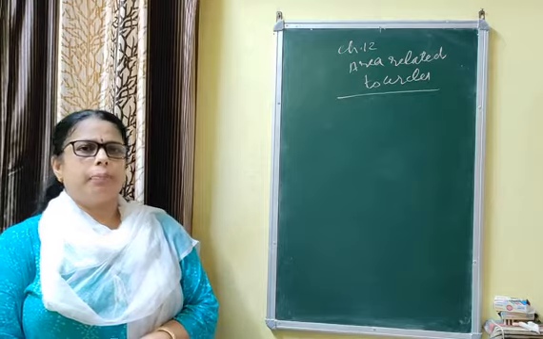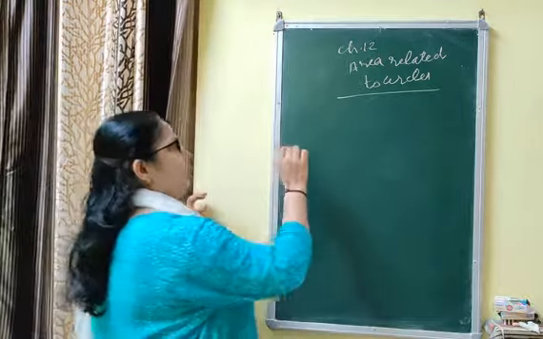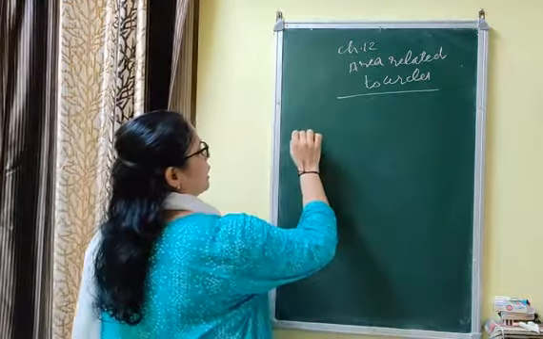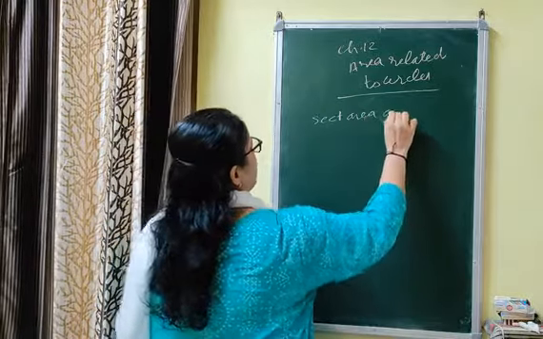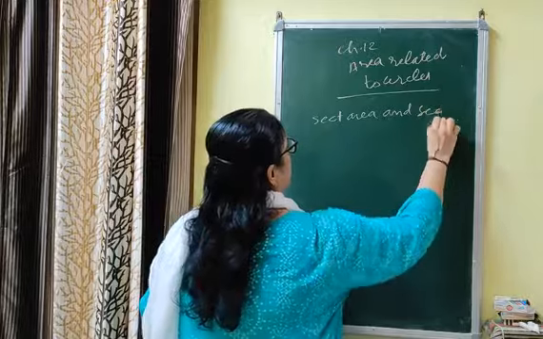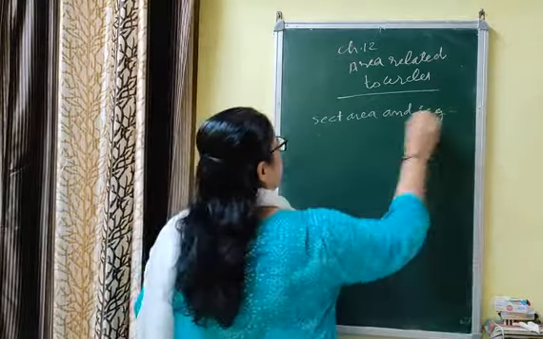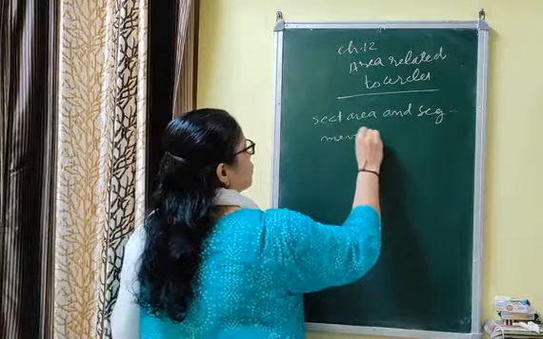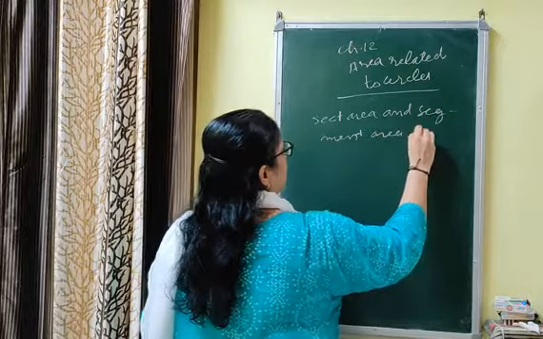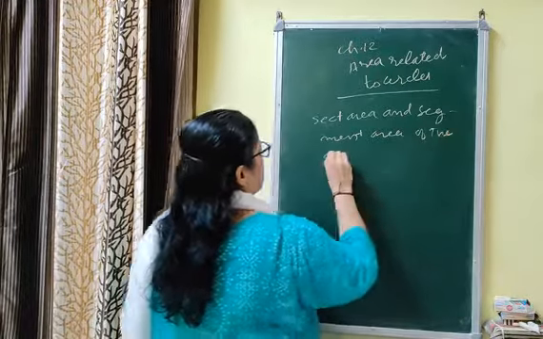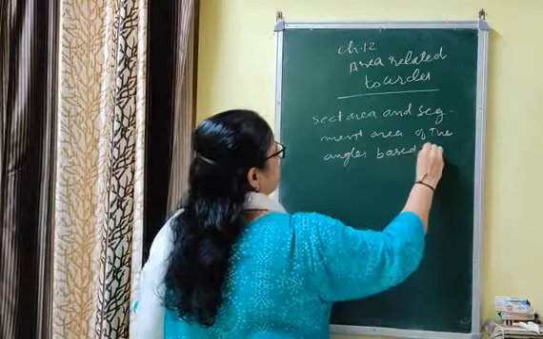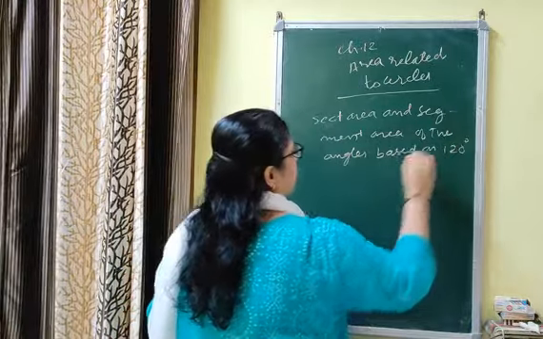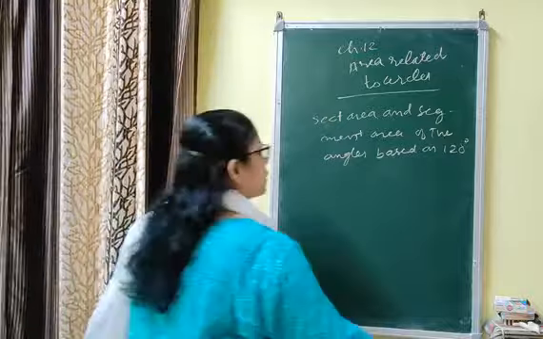In this chapter, the deleted portion is finding the sector area and segment area of the angles, the area based on the 120 degree angle. This is deleted. The remaining we have to do. Now let us start the chapter.